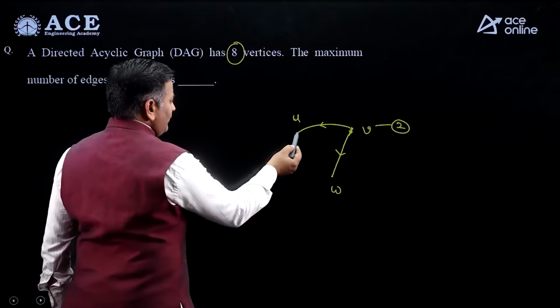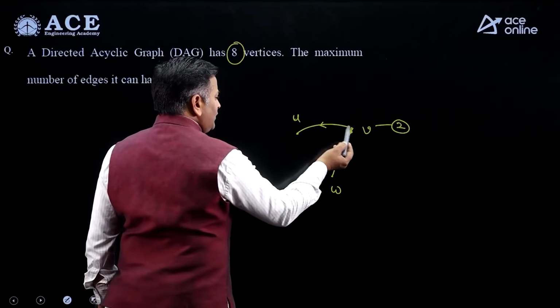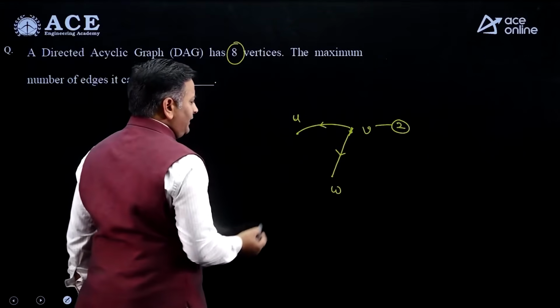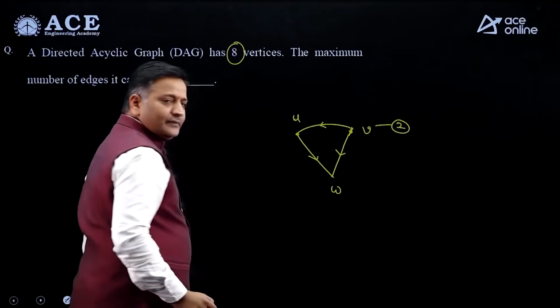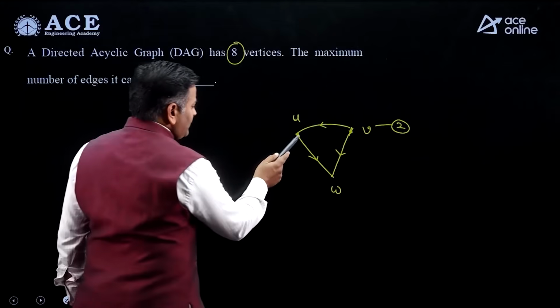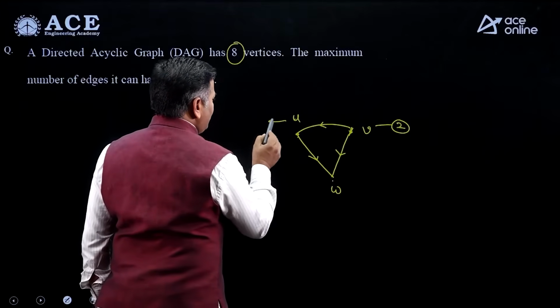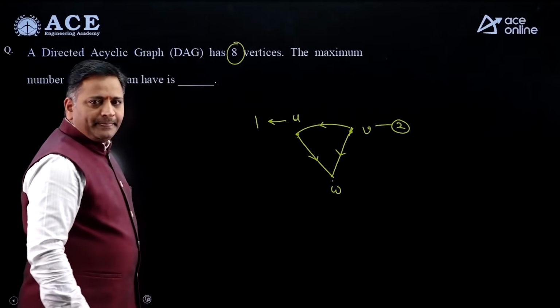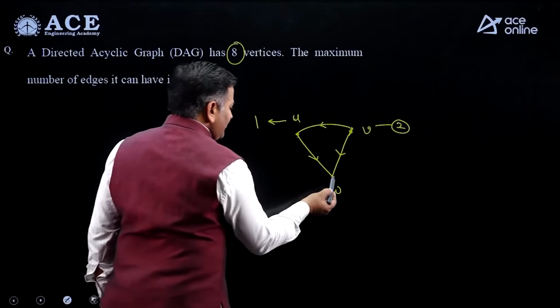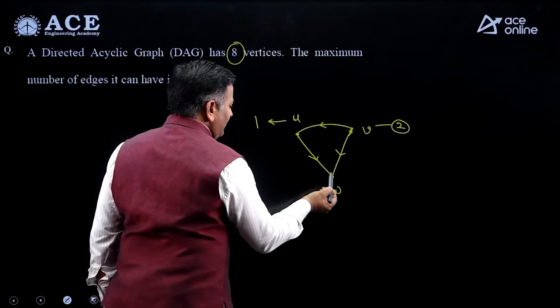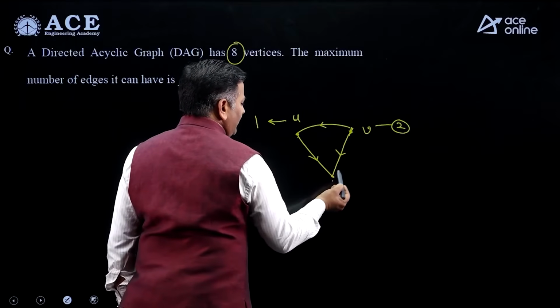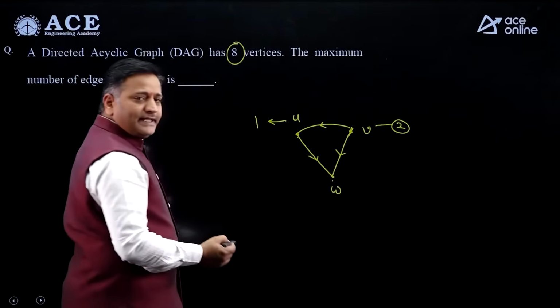Next, with respect to u, since we have already drawn v to u, we cannot draw an edge from u to v. There is only one possibility, that is v to w. Clear, friends? With respect to w, I cannot draw an edge from w to u because it forms a cycle, and for w we also cannot draw an edge from w to v, it forms a cycle.